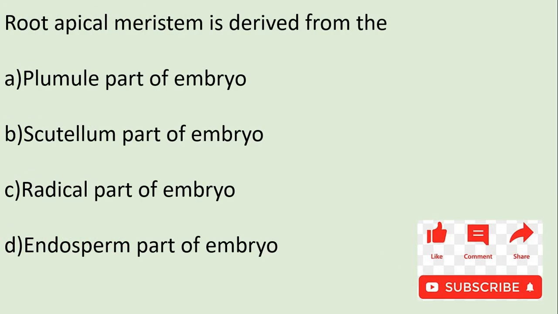Root apical meristem is derived from the A. Plumular part of embryo. B. Scutellum part of embryo. C. Radicle part of embryo. D. Endosperm part of embryo.